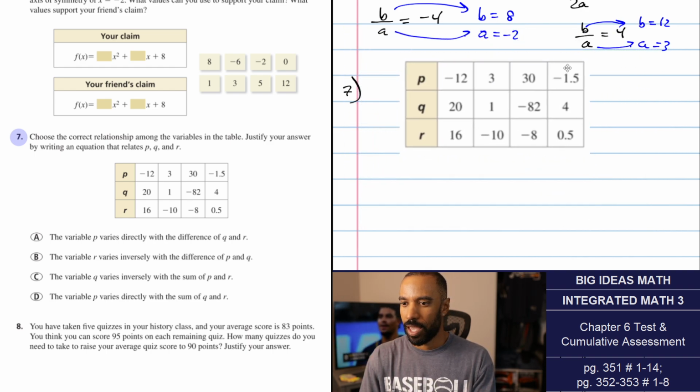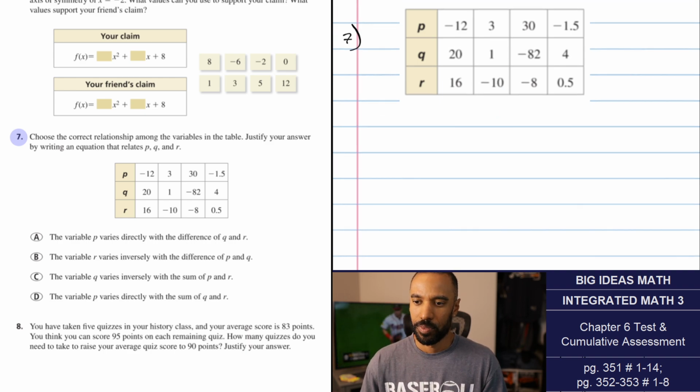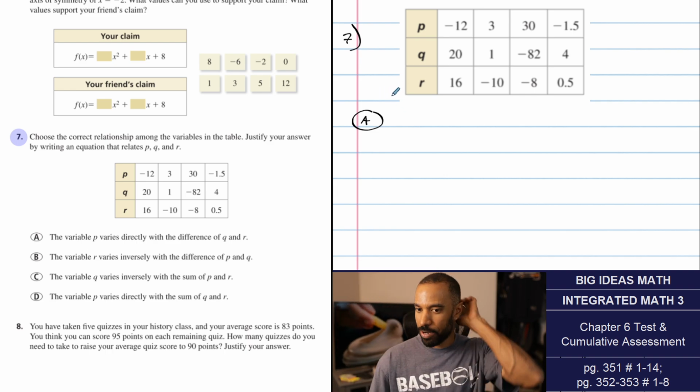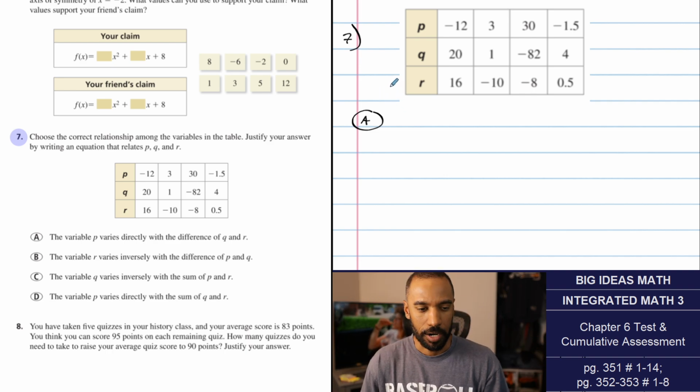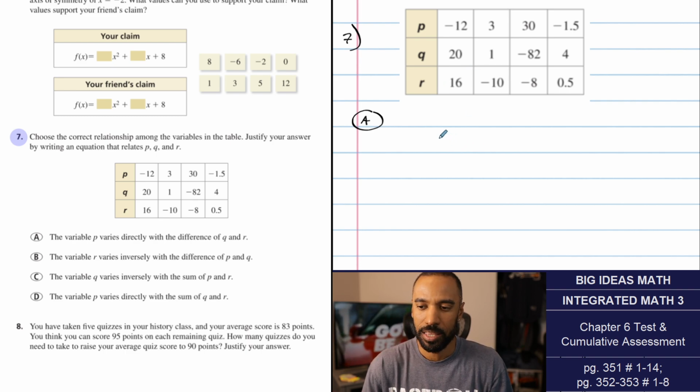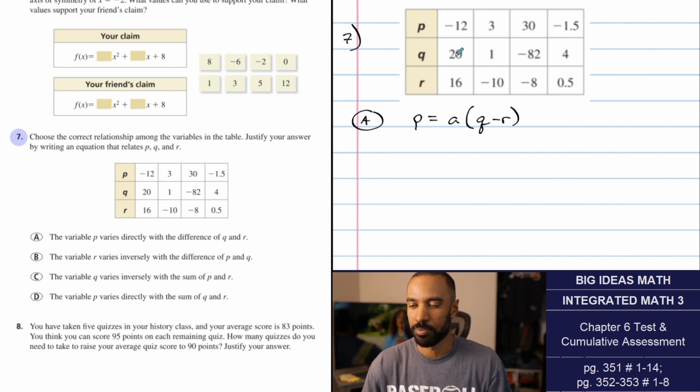Okay. A. This is part of that current chapter. The variable P varies directly with the difference of Q and R. So for that one, oh, it says choose the correct relationship. I see what they're saying. These aren't different parts. These are different options. So P varies directly with the difference of Q and R. Let's see if that's the case.